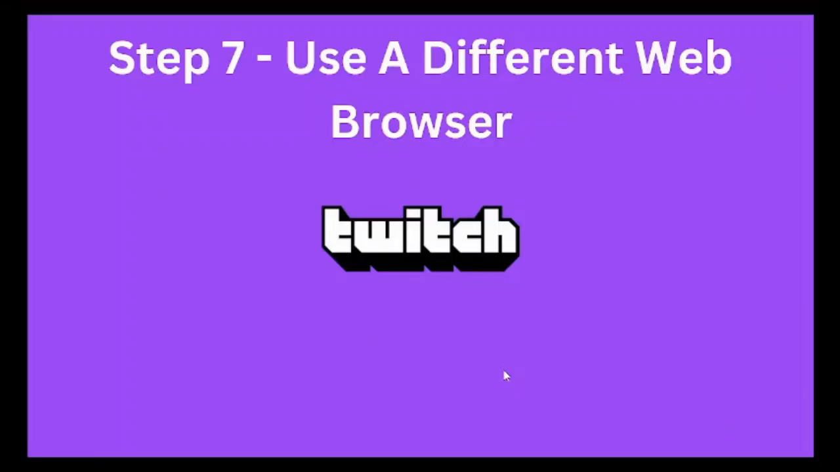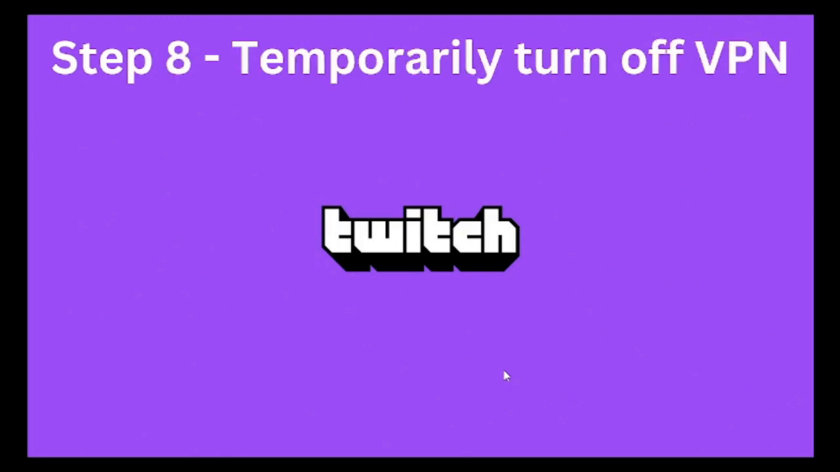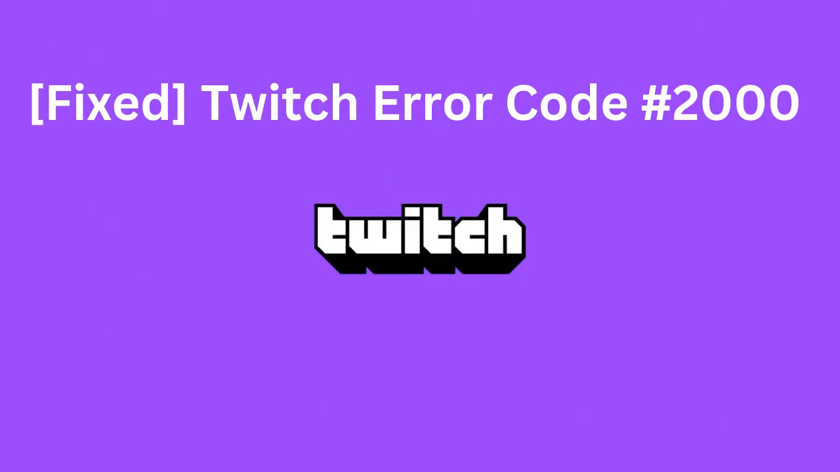Next step is to use a different web browser. If it is not working in Google Chrome, you can try Opera or Mozilla or any other web browser and see whether this issue gets resolved or not, and also turn off VPN temporarily for a while to see whether VPN is causing this issue. After following all these steps, make sure to restart your PC and check whether this issue is resolved or not.